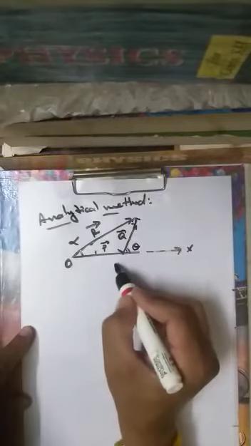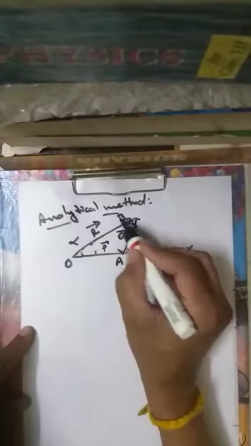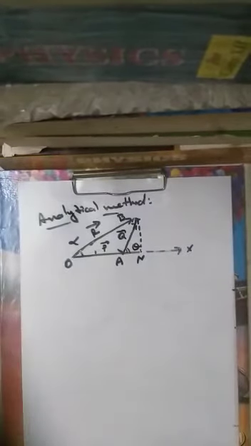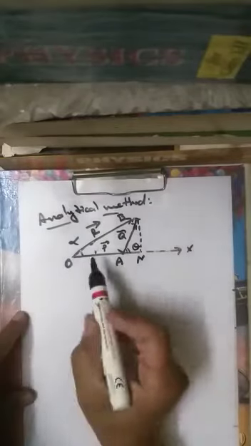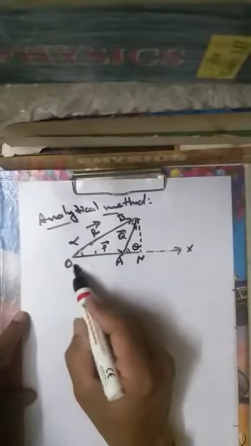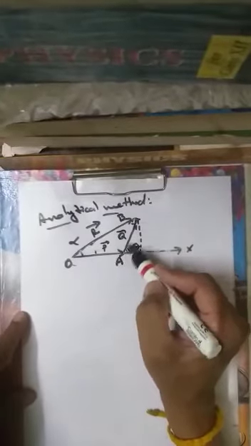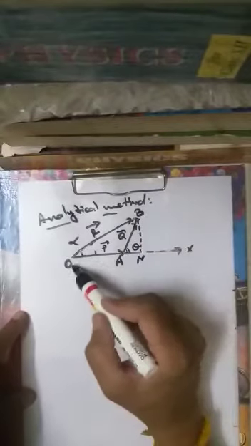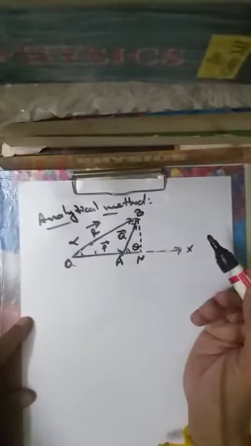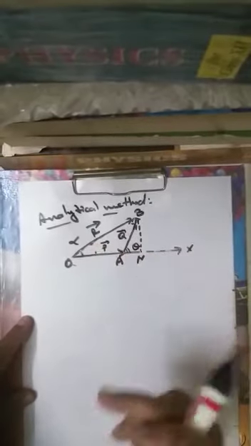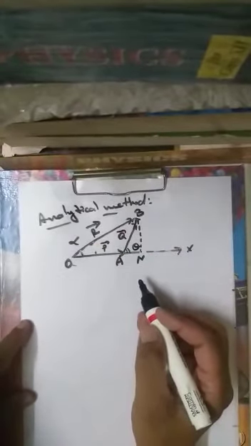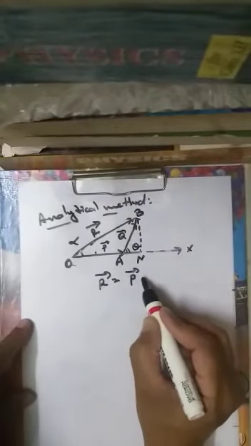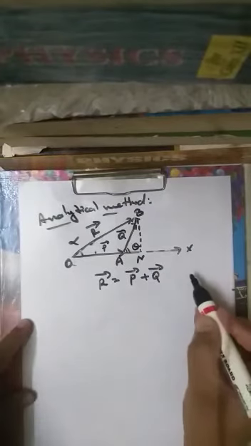Vector OB, this is R. We drop a perpendicular BN on the x-axis. One is the OA vector and another is the AB vector. The OB vector is the R vector, which is the resultant of P vector and Q vector. R vector is the sum of P vector plus Q vector.